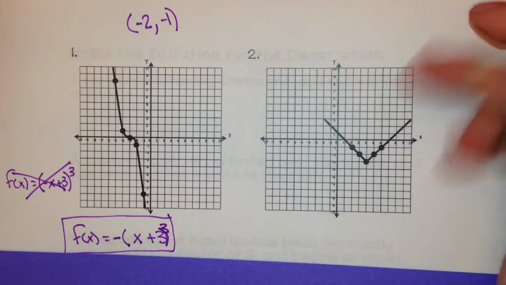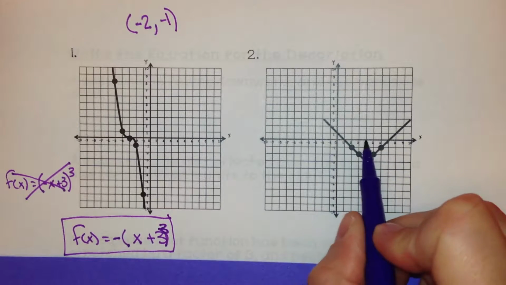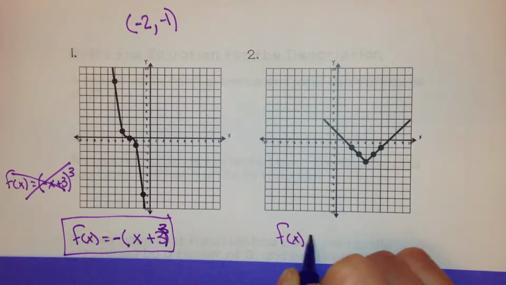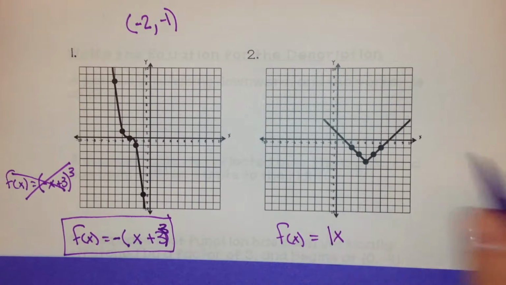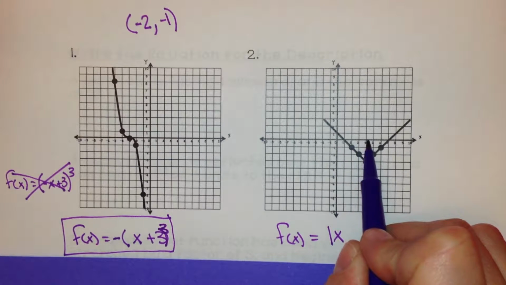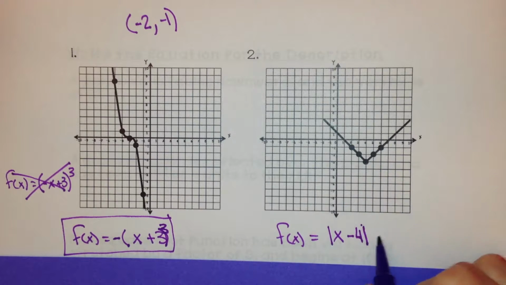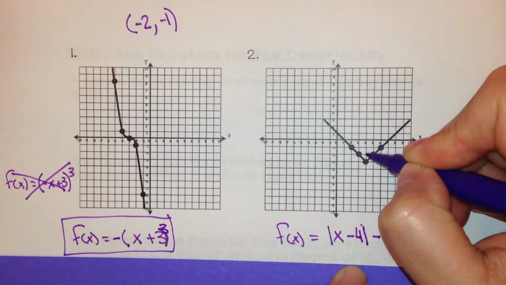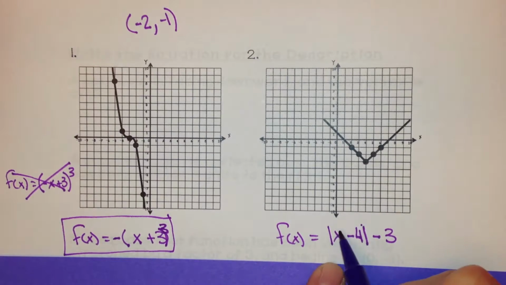All right, this one. We know that it is absolute value because it's that V shape. It's been moved 4 right and 3 down. So f of x equals, it's not reflected. It doesn't look like it's stretched, but it could potentially be, so we'll always double check. So we have x moving 4 to the right, minus 4. Moving 3 down, minus 3 on the outside. I'm going to plug in that vertex. If I plug in 4 for x, I should get out negative 3 for y, because those are the coordinates.